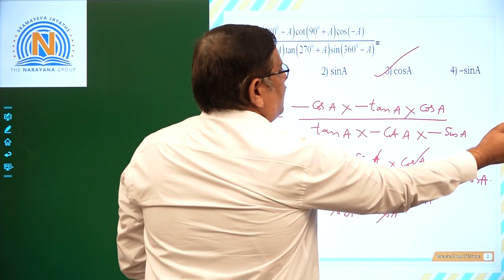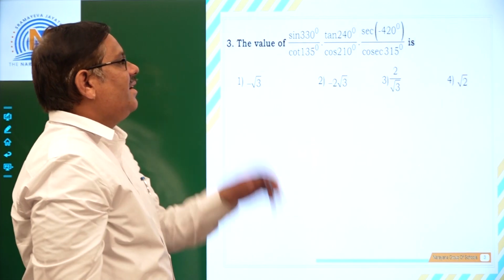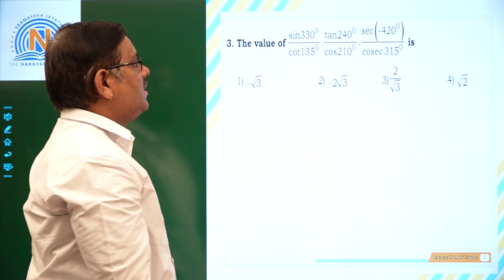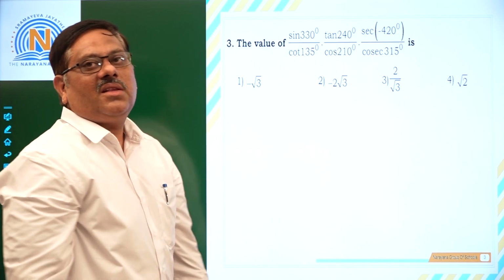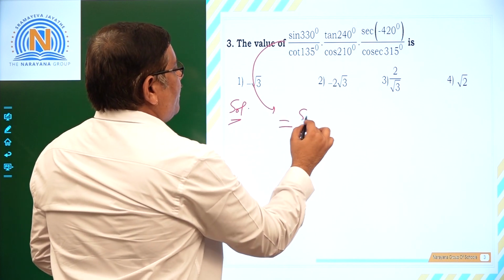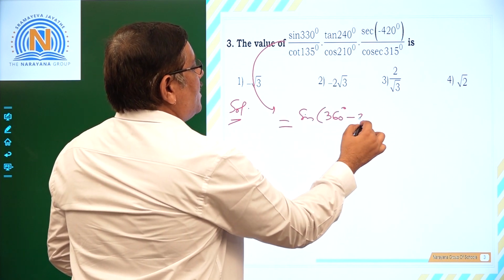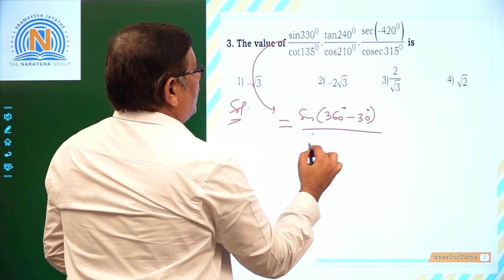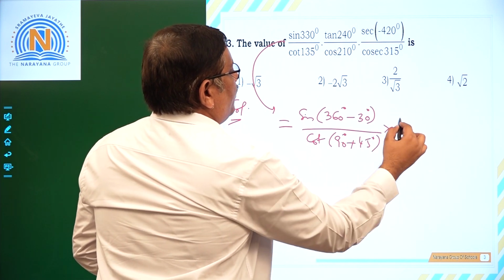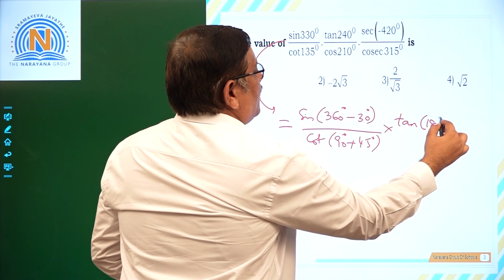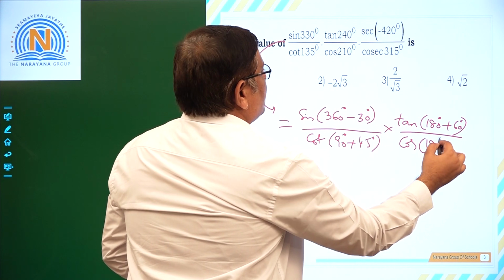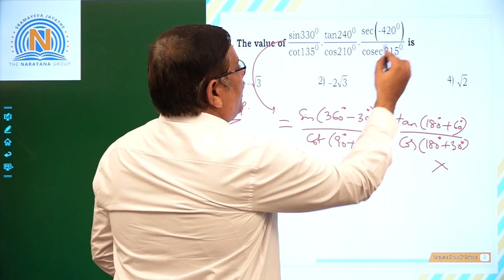Now let us see the next question. The value of sin 330 degrees by cot 135 degrees into tan 240 degrees by cos 210 degrees into secant of minus 420 degrees by cosecant 315 degrees is equal to, let us take this equal to sin 330, which we write as sin of 360 degrees minus 30 degrees, upon cot of 90 degrees plus 45 degrees, into tan of 180 degrees plus 60 degrees, upon cos of 180 degrees plus 30 degrees, into here it is secant of minus theta.